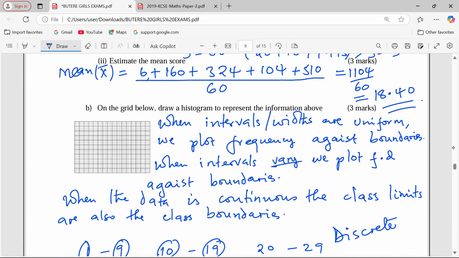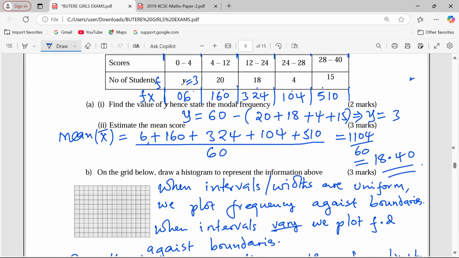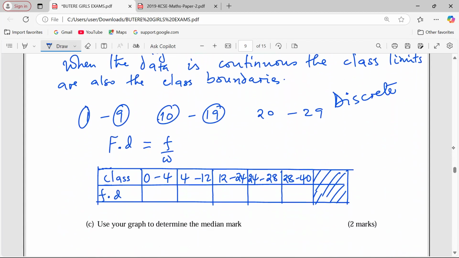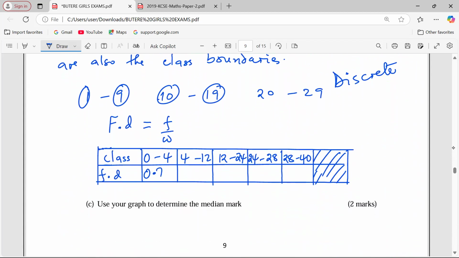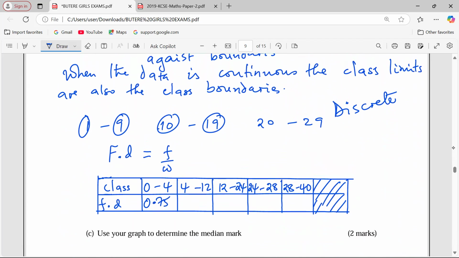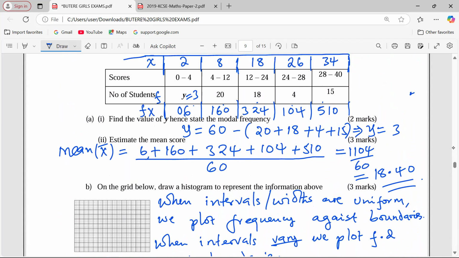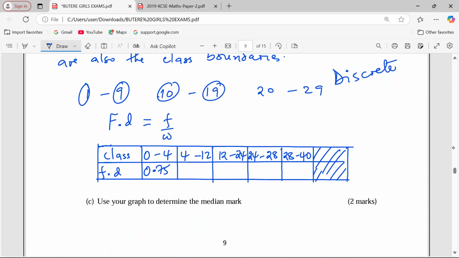So each frequency over the class width. The first frequency is 3. Now 3 will be divided by the class width, which is 4 minus 0, which is just 4. So I'm getting 0.75 frequency density. The next class, 12 and 4, are giving us a class interval of 8. So the frequency is 20. So 20 over 8, giving us 2.5.